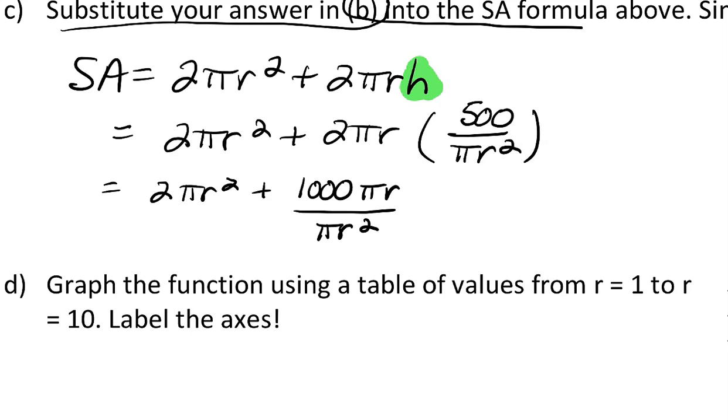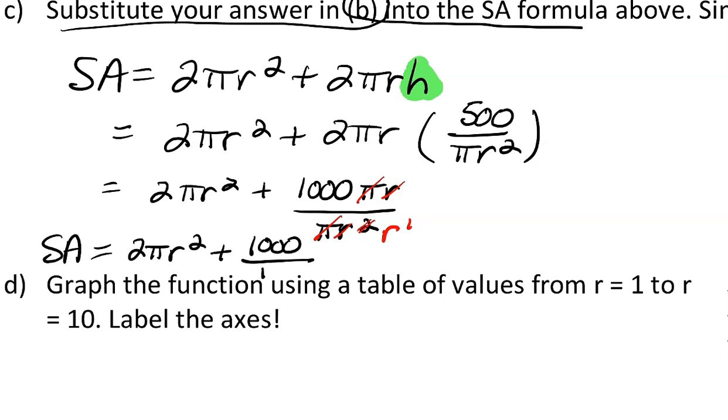And then maybe it's a little easier to see that you can divide pi and divide one of these r's out of the denominator. But you still have an r to the first in the denominator. So we would get this expression, the surface area in terms of one variable, r, is 2 pi r squared plus 1,000 divided by r. That's much simpler looking than we originally had at that point right there.